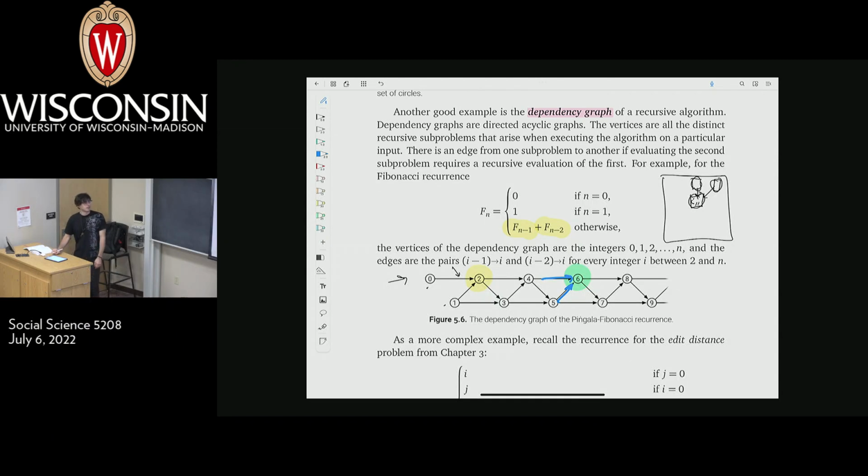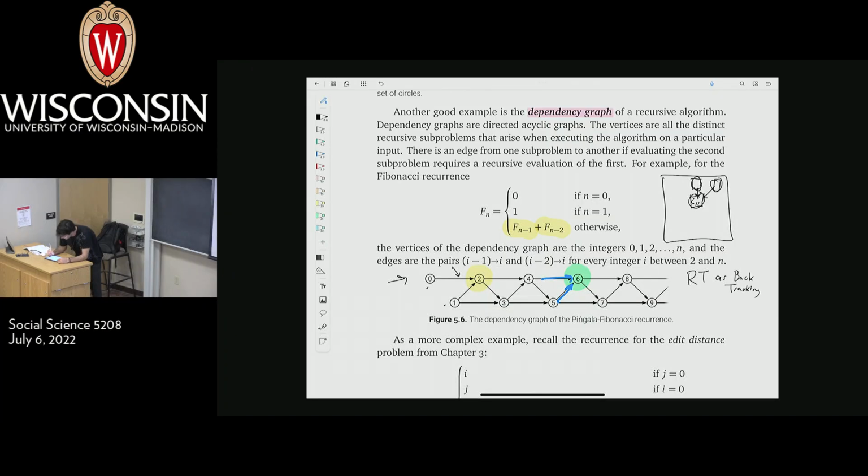Okay? Now notice this is different from the recursion tree. So the recursion tree models what's actually called. So it might have repeats, right? But the dependency graph just says what is needed. Okay? So you can think of the recursion tree as the backtracking tree.